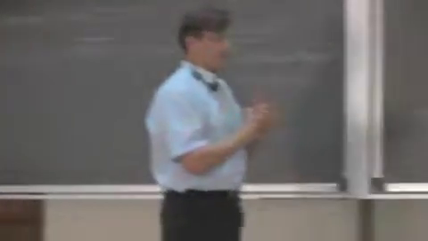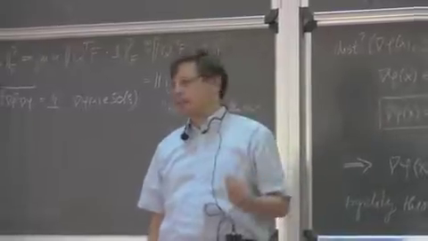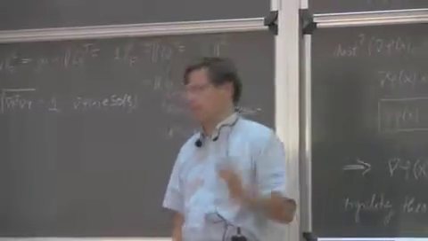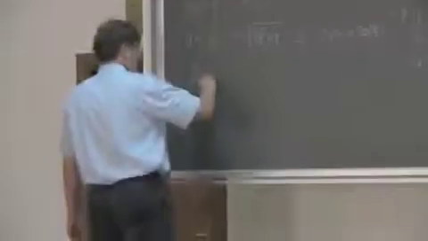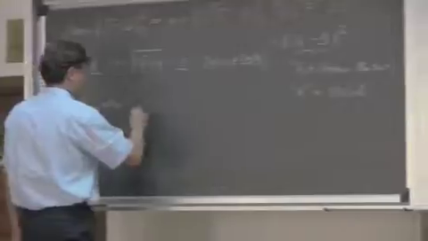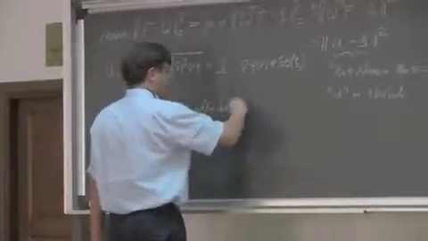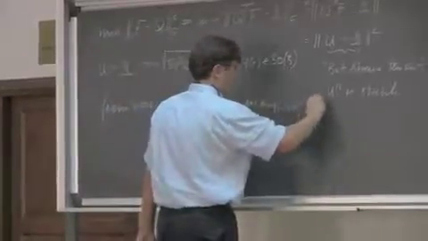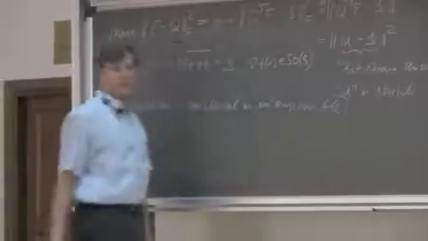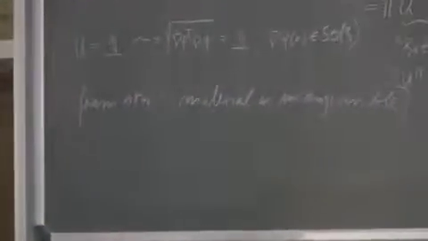Let me make another simplification which will help you understand the next step. Assume your material is incompressible. From now, material is incompressible, which means that our deformation map should locally satisfy determinant of gradient phi is equal to 1.